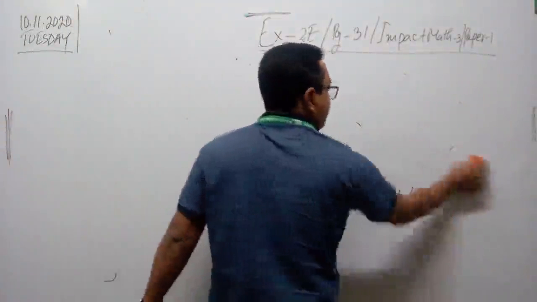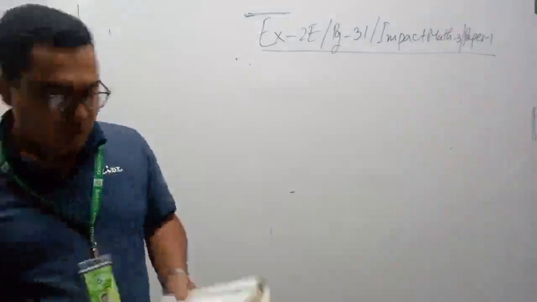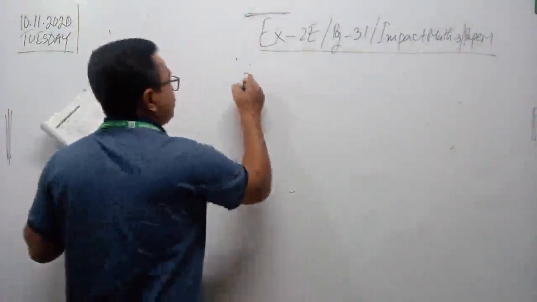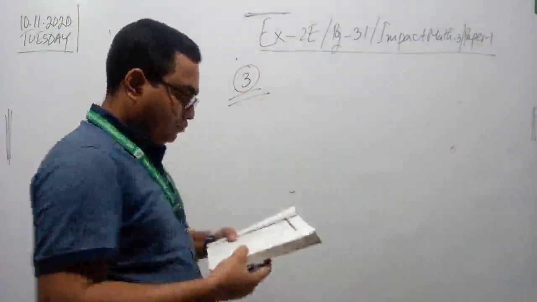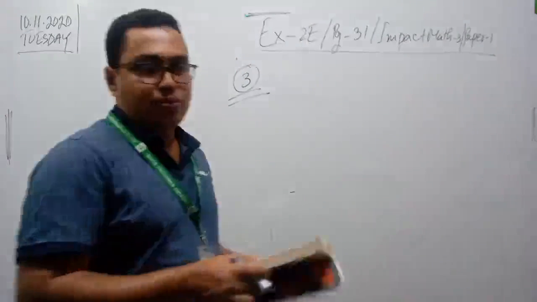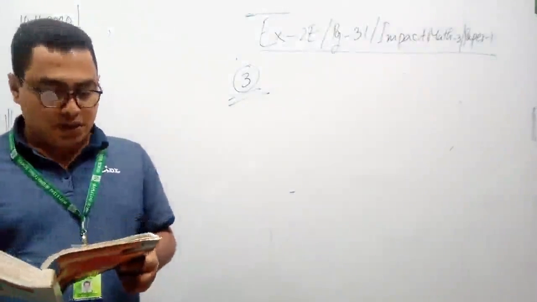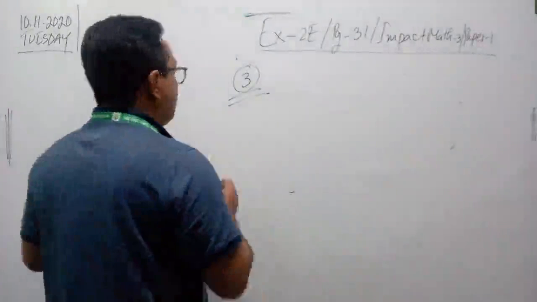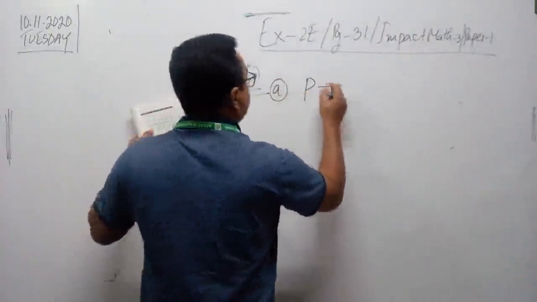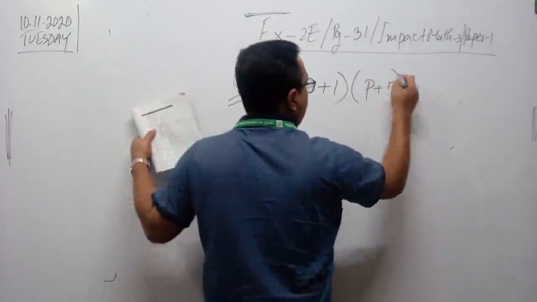I think you will solve it. First you will solve from number 3. It will help you. Expand this expression using method 2. What is in method 2? Look at the back of the page. This is page 30. Here, question number A, p plus 1 and p plus 5.